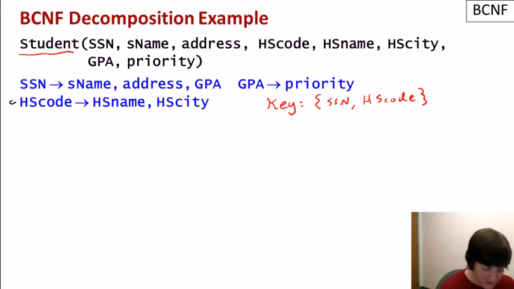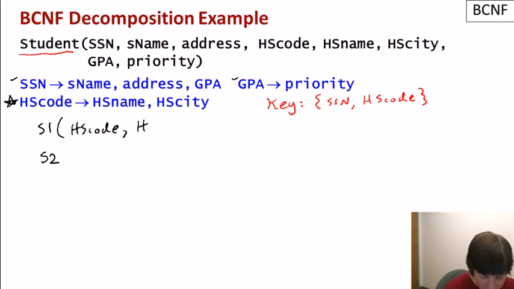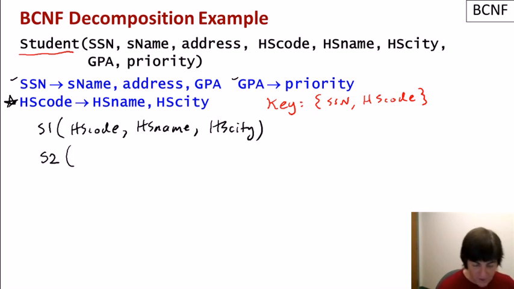So all three of these functional dependencies actually violate Boyce-Codd normal form because none of them have a key on the left-hand side. So let's start with the high school code one. To do the decomposition based on this violating functional dependency, we're going to create two relations. The first one is going to contain just the three attributes that are in the functional dependency itself. So it's high school code, high school name, and high school city. And the second one is going to have all remaining attributes in the relation plus the left-hand side.